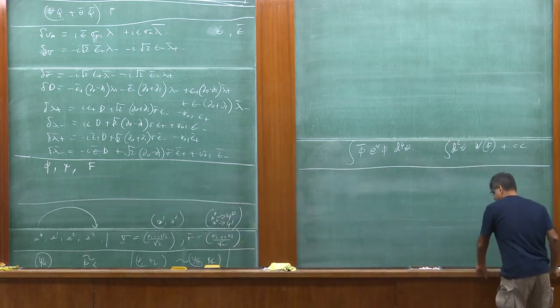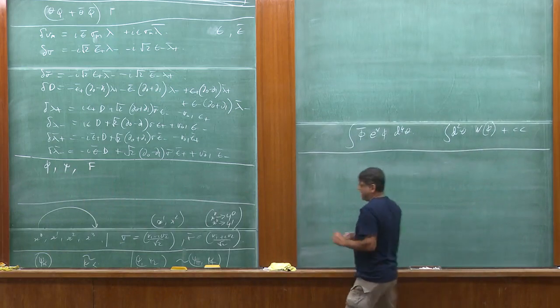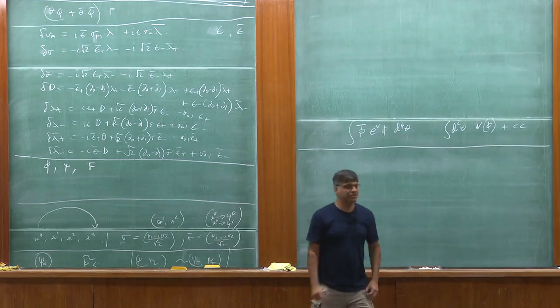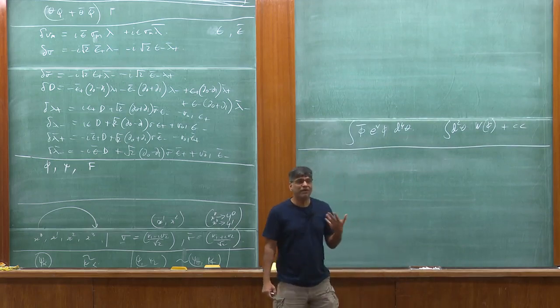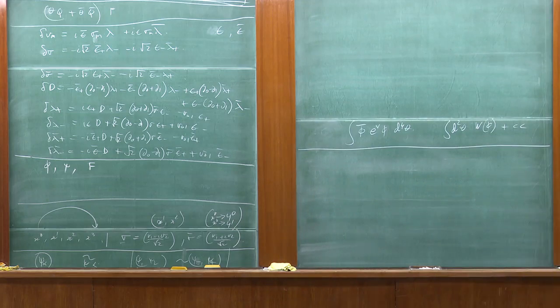See, in four dimensions, if we wanted to maintain Lorentz invariance and integrate over half of superspace, we had only two options. We can integrate over d2 theta or d2 theta bar, right? Because theta 1 and theta 2 are rotated into each other by Lorentz transformations. If we integrated over d theta 1, d bar theta 2, that would not be Lorentz invariant.